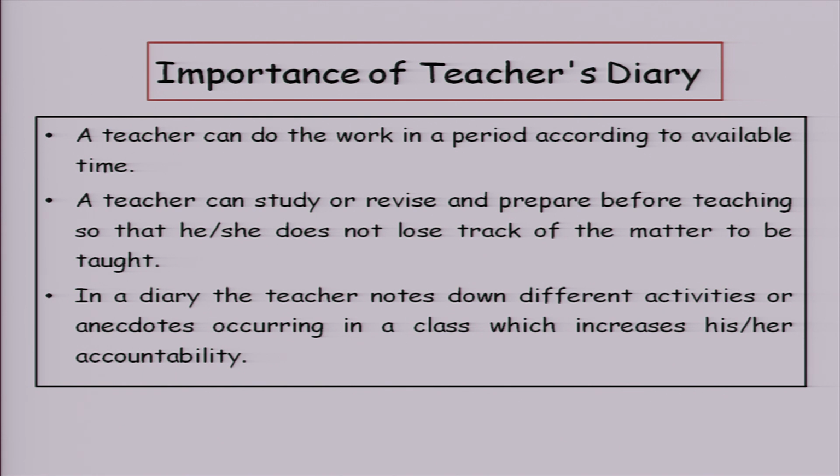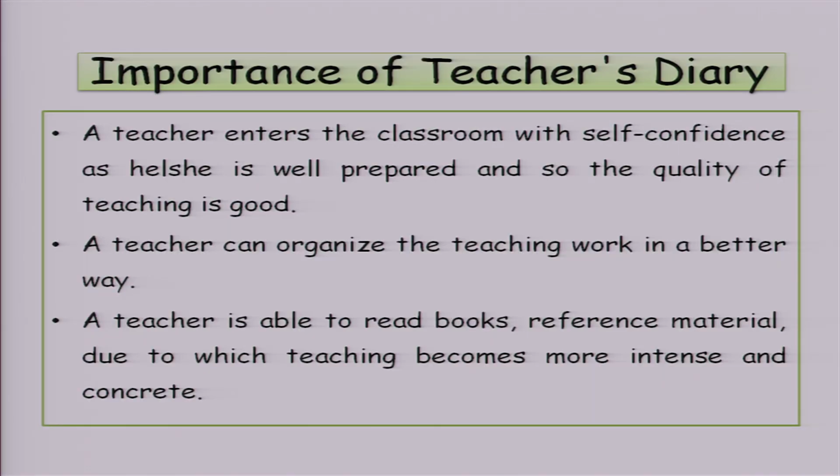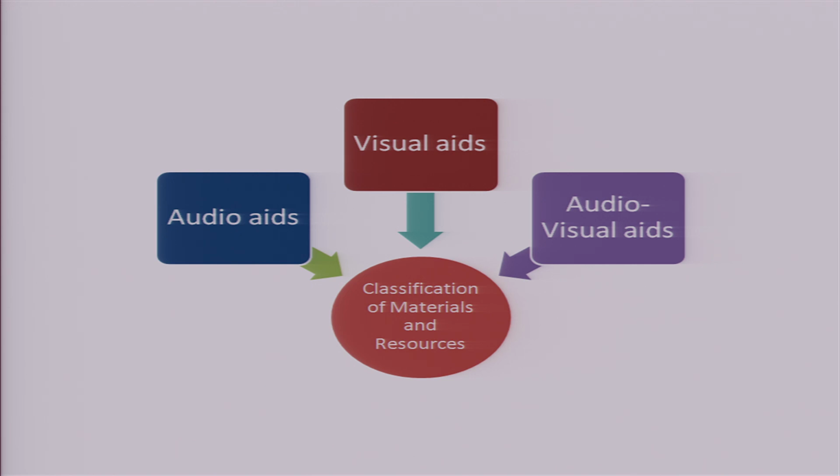A teacher can do the work in a period according to available time. So the time constraint can be overcome by keeping a teacher's diary. A teacher can study or revise and prepare before teaching so that he or she does not lose track of the matter to be taught. In a diary, the teacher notes down different activities or anecdotes occurring in a class. A teacher can note how class preparation or class teaching is taking place, and the teacher enters the classroom with confidence, with a thorough understanding. A teacher can organize the teaching work in a better way. A teacher is able to read books and reference material, applying various types of resources.